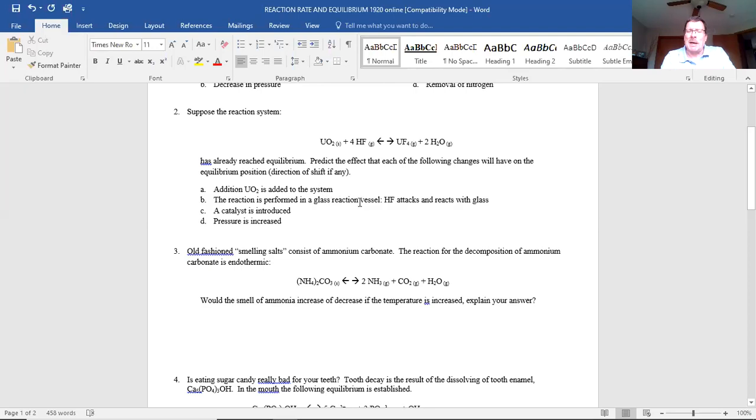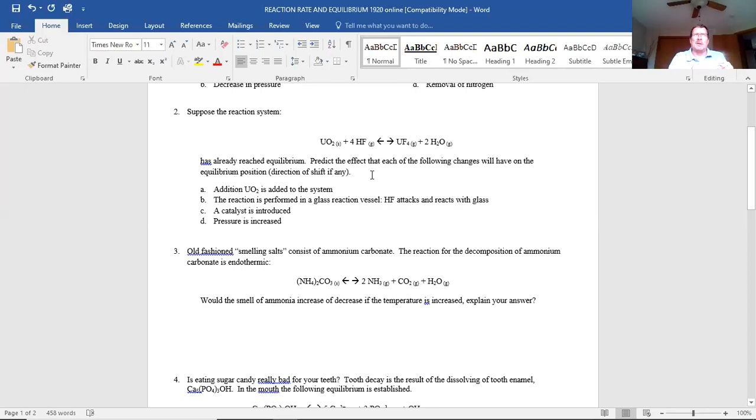B, I think many people did okay on this one. It's good for you. The reaction is performed in a glass reaction vessel. The hydrofluoric acid attacks and reacts with the glass. Well, if this hydrofluoric acid is reacting with glass, then it's not part of this reaction, so it's getting removed. Okay, that's the idea.